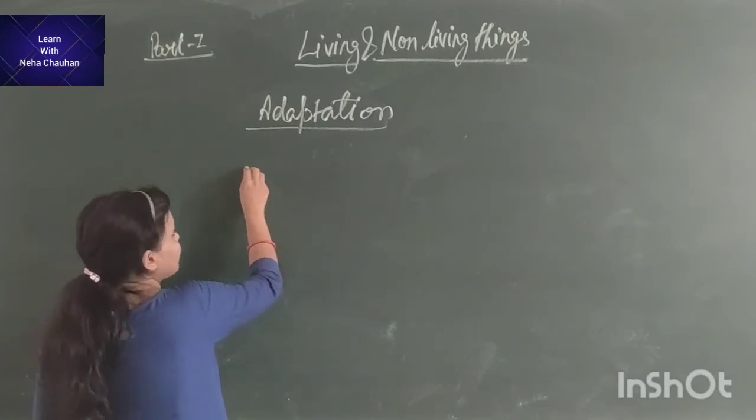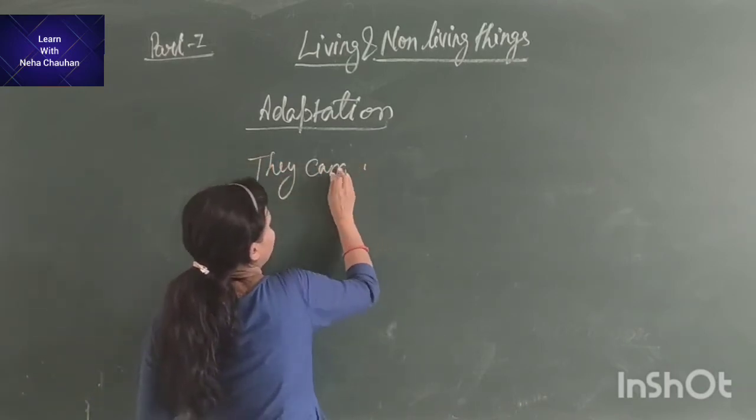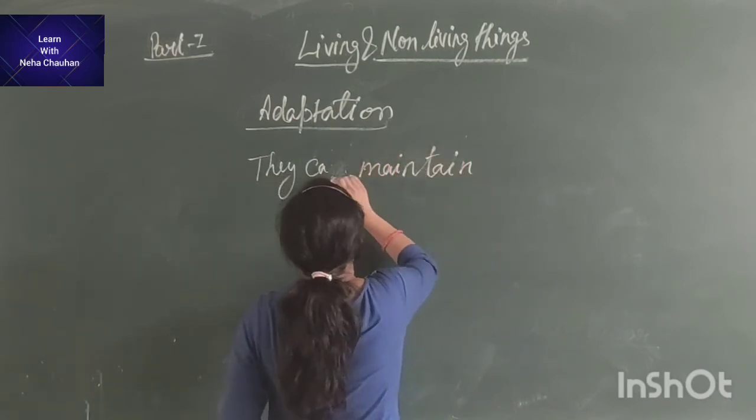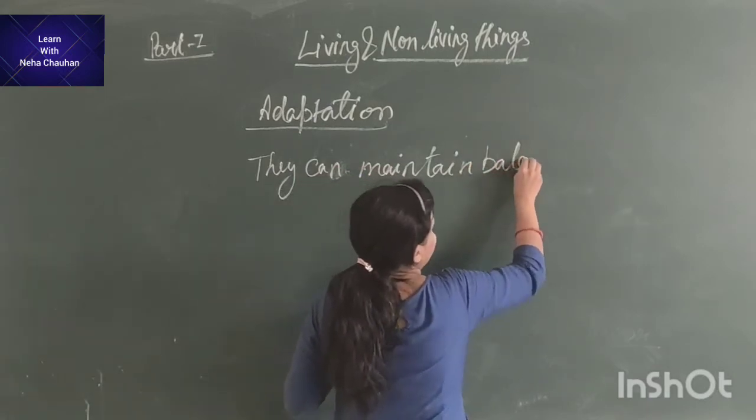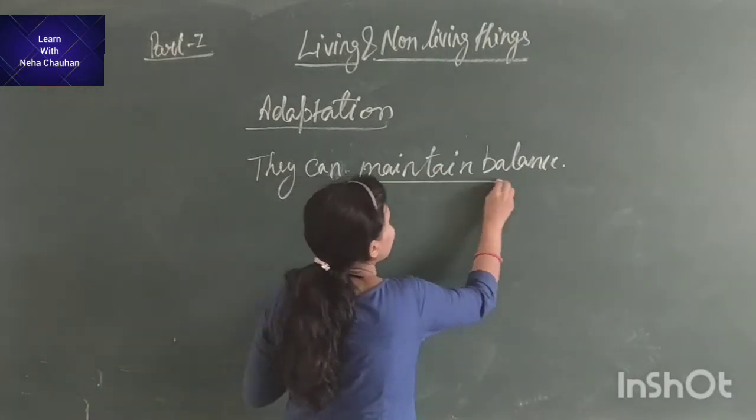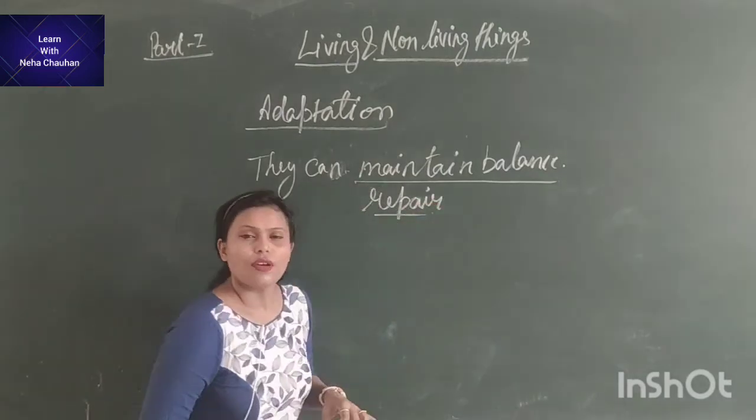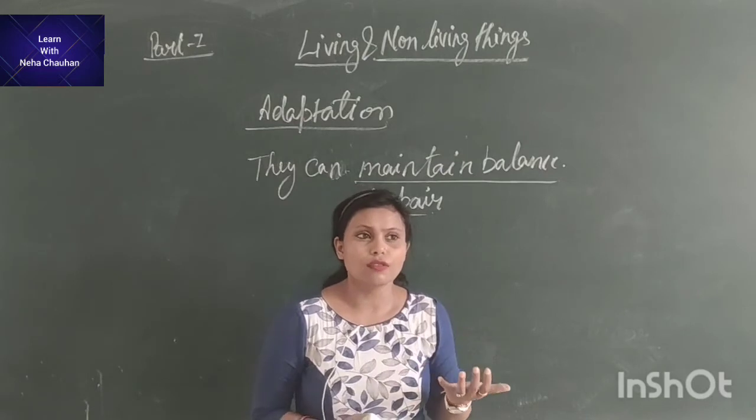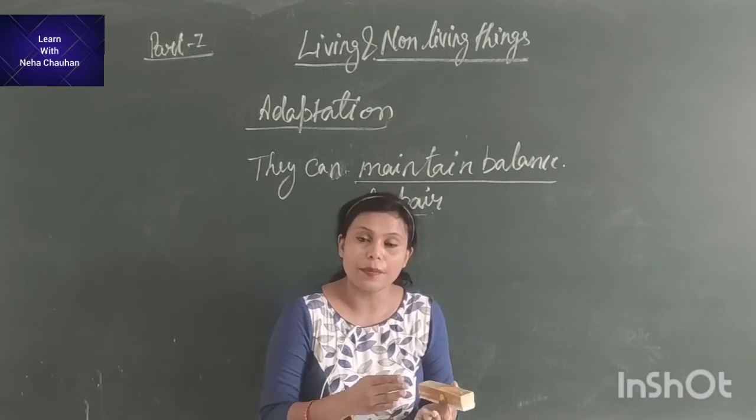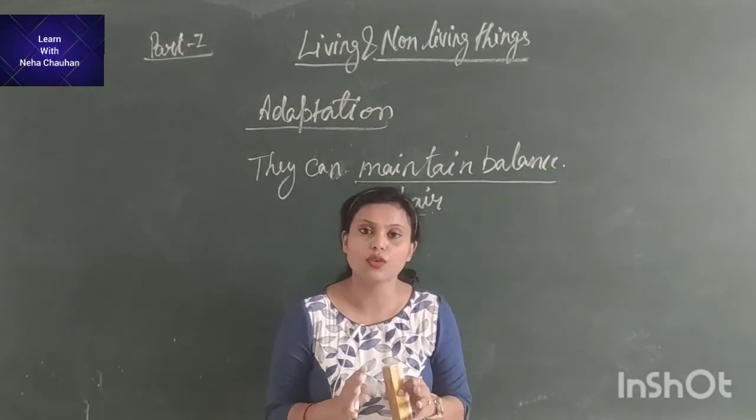Next characteristic of the living organism is they can maintain balance, alright, or we can say they can repair themselves. When you get burned or got a wound, what happened? After some time the wound get repaired automatically, and after some days that wound disappears.